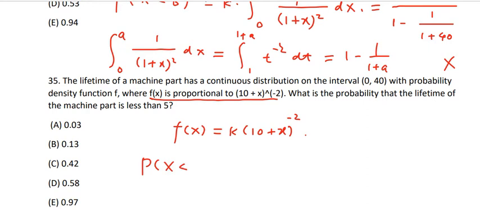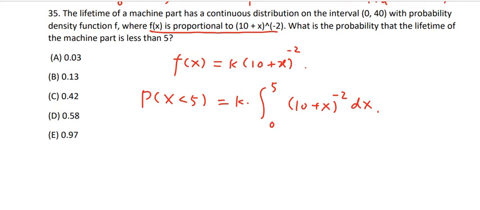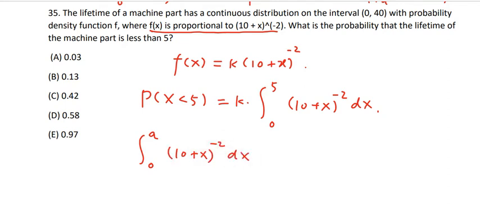P of X less than 5, so just equal k, from 0 to 5, 10 plus x to the negative 2 dx. Okay. So this k, what is k? K is the integration from 0 to 40, right? So again, we just need to find this integration from 0 to a of 10 plus x to the negative 2 dx.